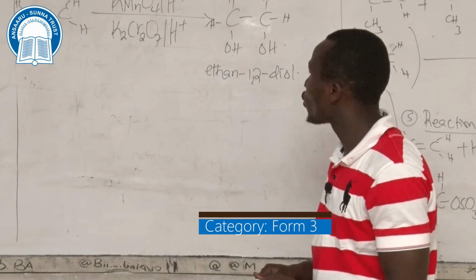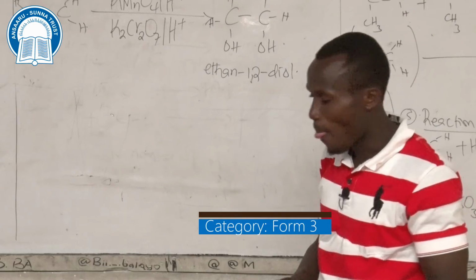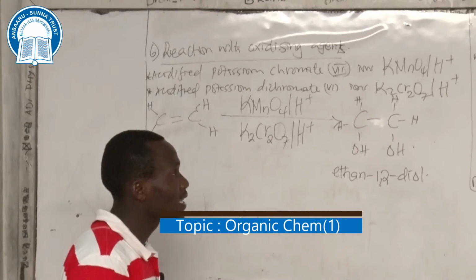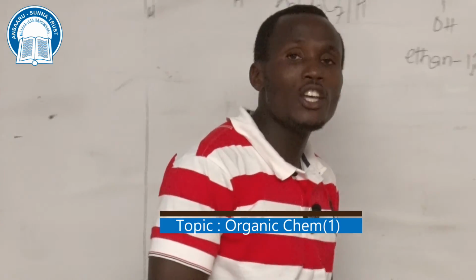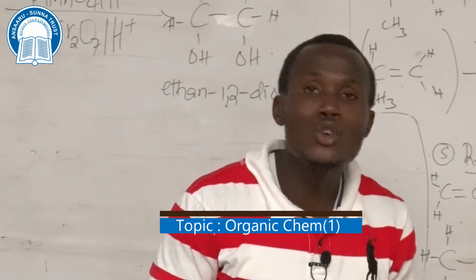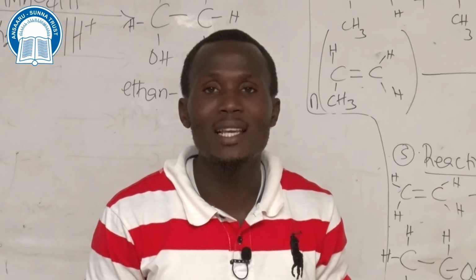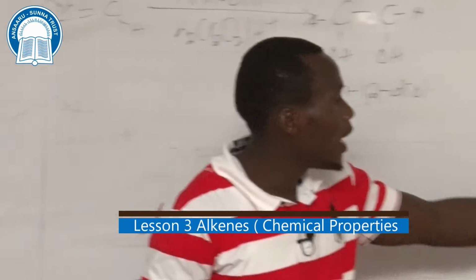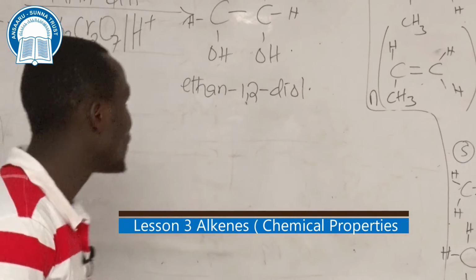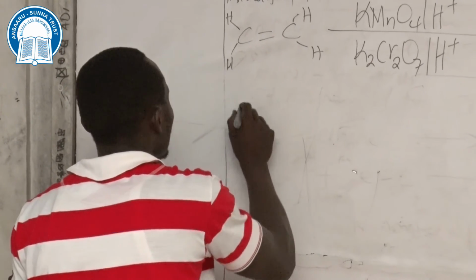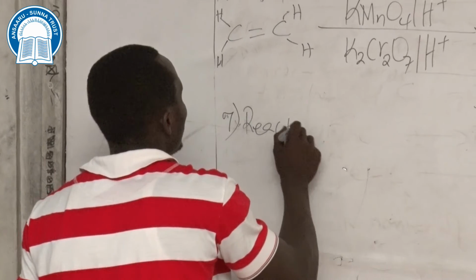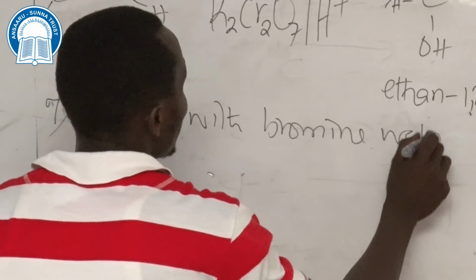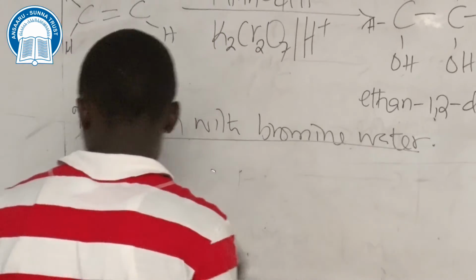We call it an oxidation reaction. Now we move to the last part of alkenes, which is the uses of alkenes. But before we check on the uses of alkenes, we check on the reaction with bromine water, which is the seventh one. So we have the reaction with bromine water.